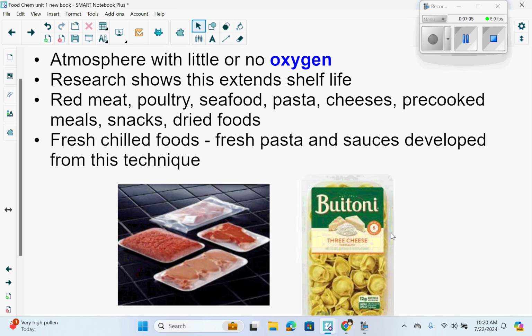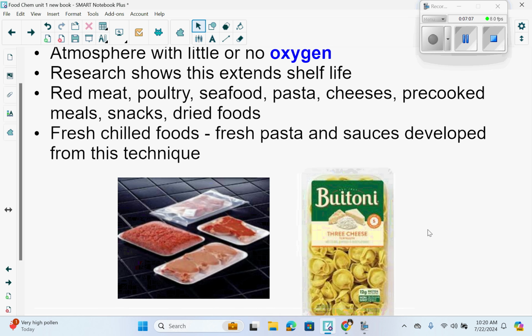So now you can have your pastas that are already cooked in this package right here to help keep them fresh.